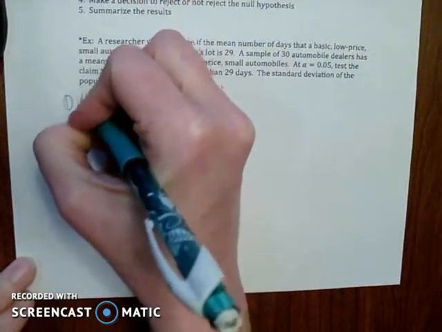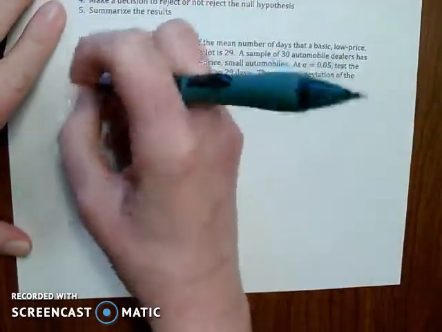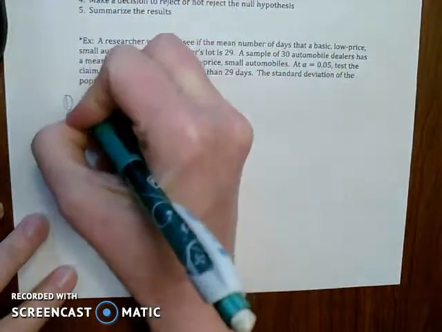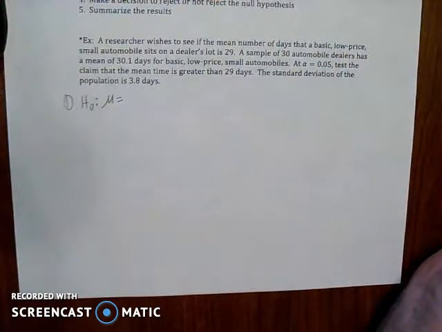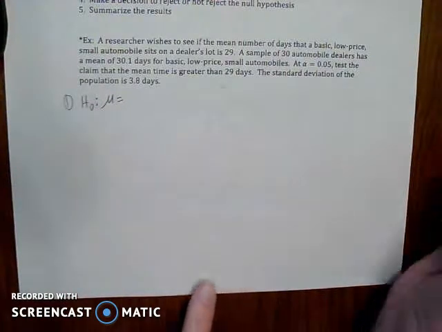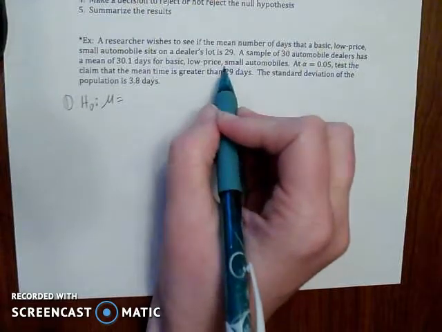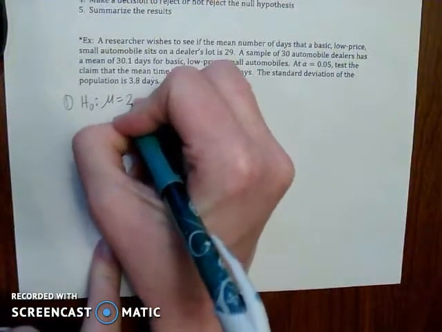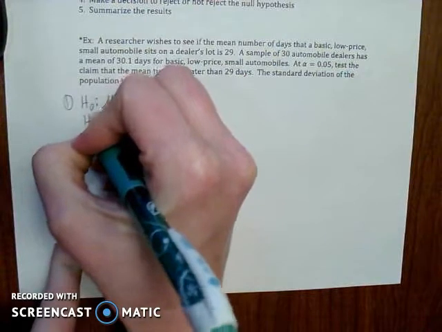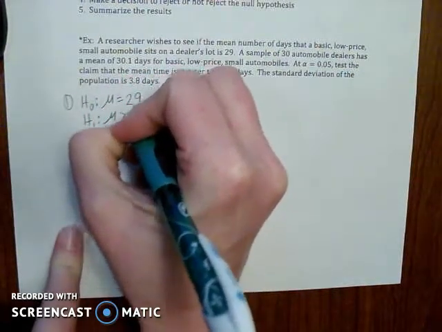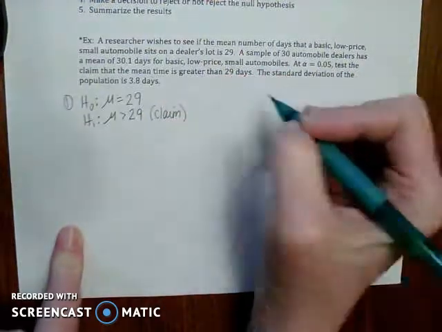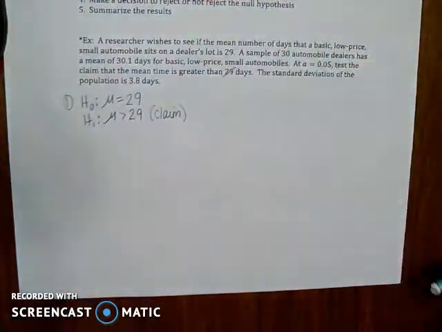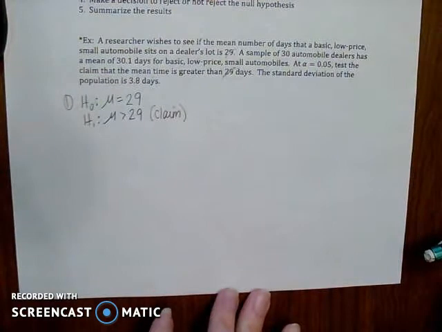Step 1 is always H sub 0. H sub 0: mu equals whatever it says we're checking. It says test the claim that it's greater than 29 days. So H sub 0 is equals 29. H sub 1 then is greater than 29, and that one is our claim. Okay, so we've used our 29. Maybe you want to go back and cross those out. Okay, so that is step 1.